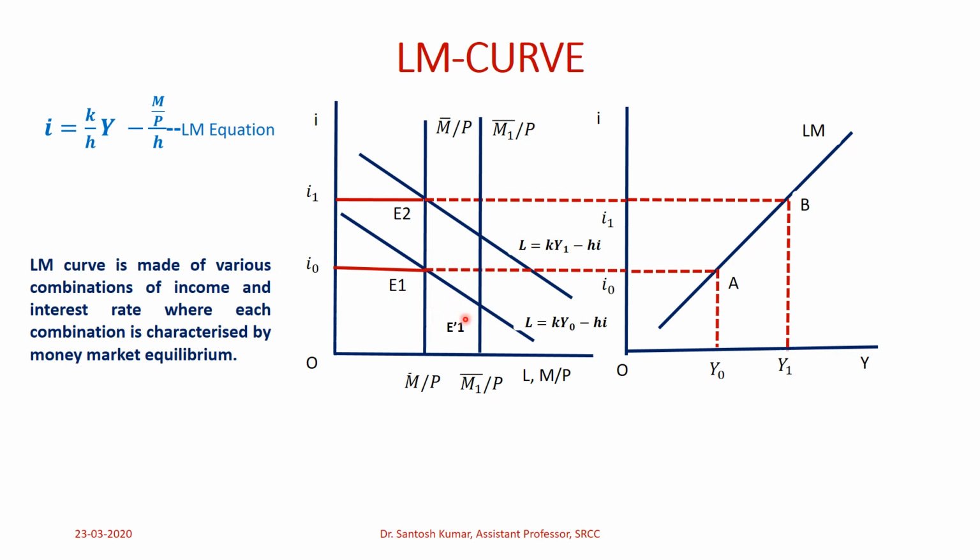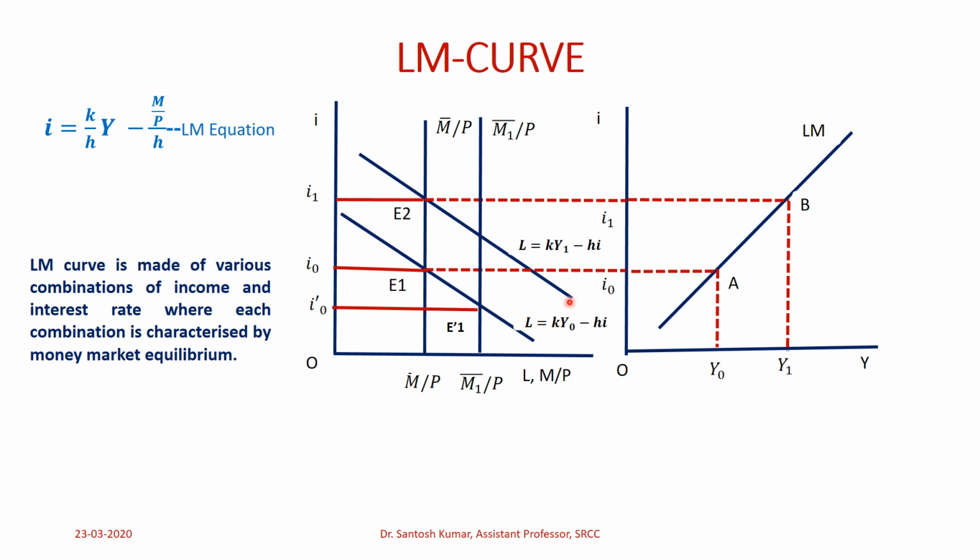I'm calling it E prime 1 point, right? This is another equilibrium point after the rise in money supply at the same level of income Y naught. So this gives us a lower interest rate, and it is shown here as I prime naught. I prime naught is the new equilibrium interest rate, which corresponds to which level of income? Y naught level of income, right?